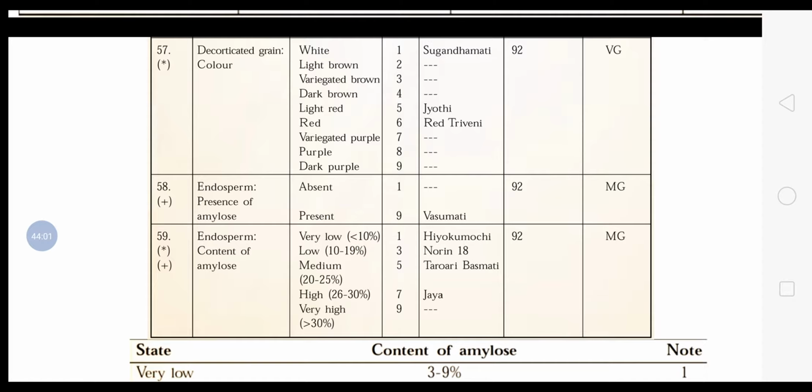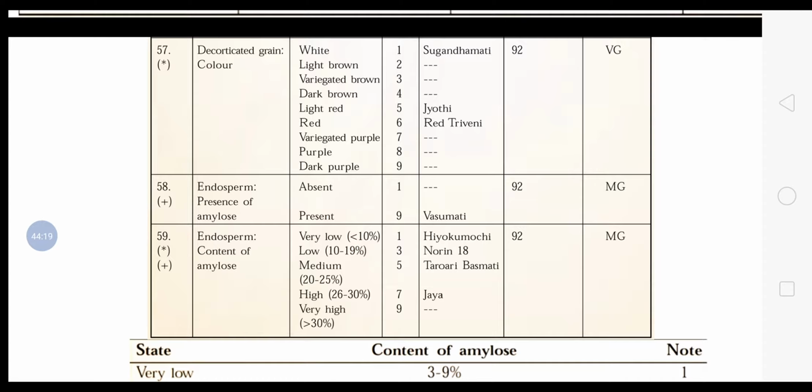58th characteristic is presence of amylose in the endosperm. Example for presence of amylose is Vasumati. 59th characteristic is endosperm content of amylose. Amylose may be very low, that is, very low is less than 10%, scored as 1.